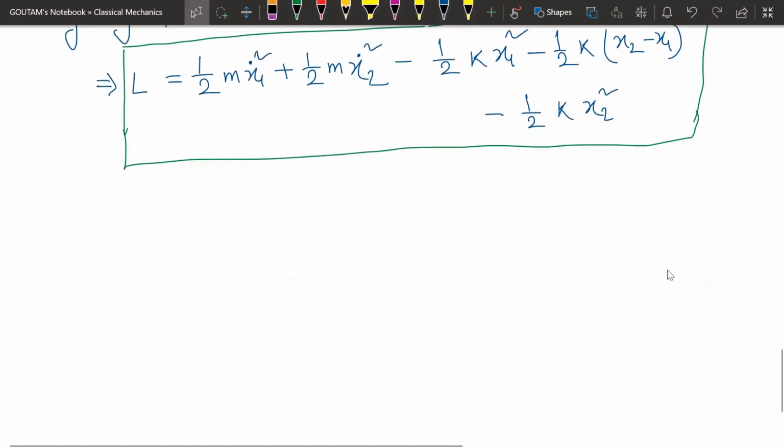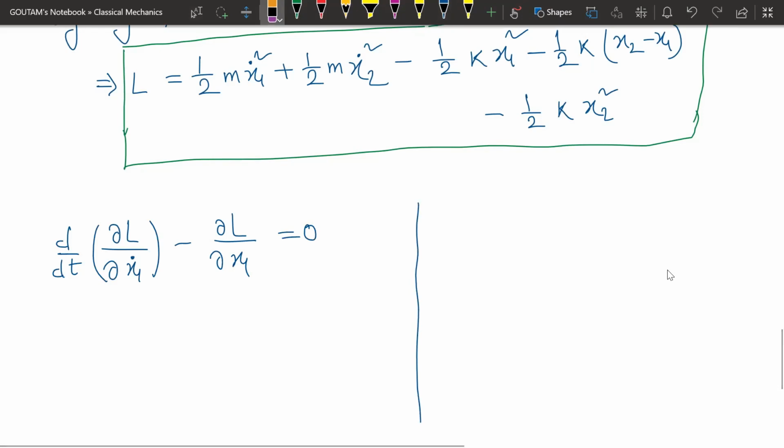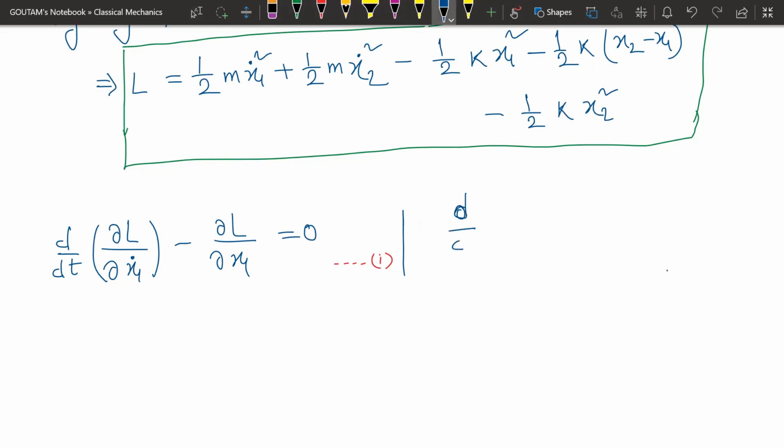One is d/dt of del L del x1 dot minus del L del x1 equals 0. Let's call it equation 1. And another will be d/dt of del L del x2 dot minus del L del x2 equals 0. This will be equation 2.